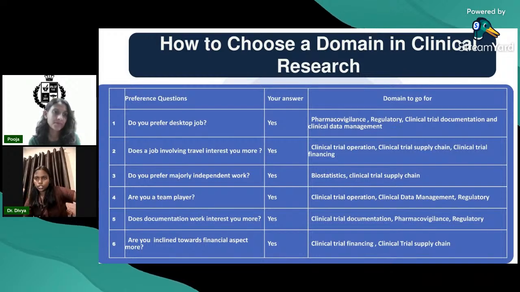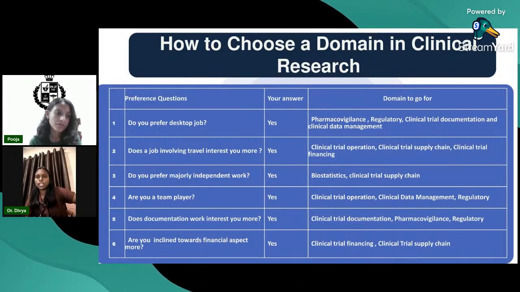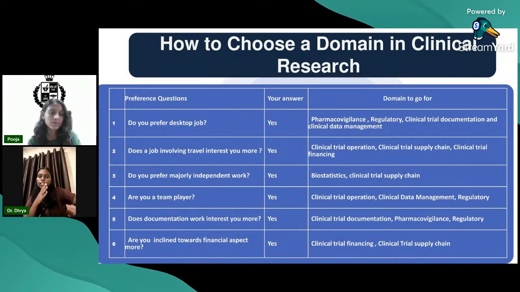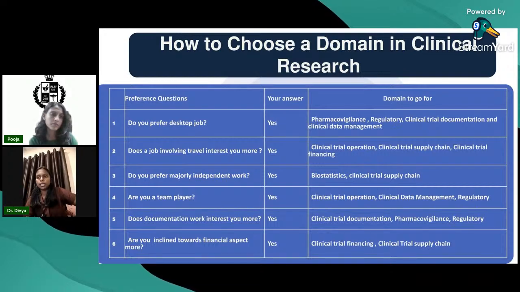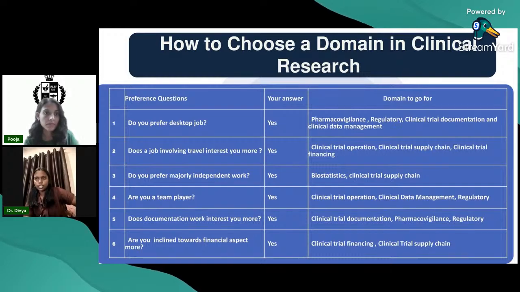The next question is, are you a team player? That means if you're someone who believes in team strategy, you believe that coordinating with everyone will lead you. So that means you are a good team player. So you can tick into the boxes of clinical trial operation, clinical data management, and regulatory.